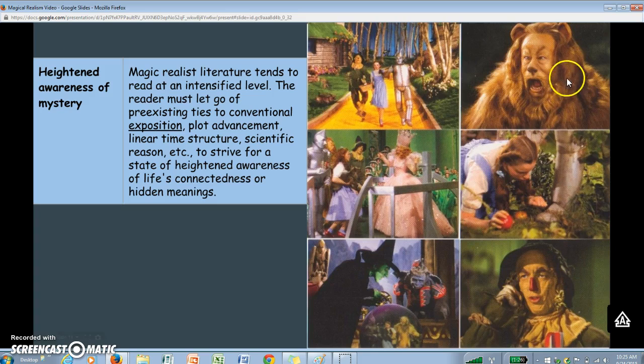So in Wizard of Oz, a lot of weird stuff goes down. We have a lion that is very scared of things. We have people frolicking down a yellow brick road. We have a magical fairy. We have a witch looking into a crystal ball. So there's a lot going on.